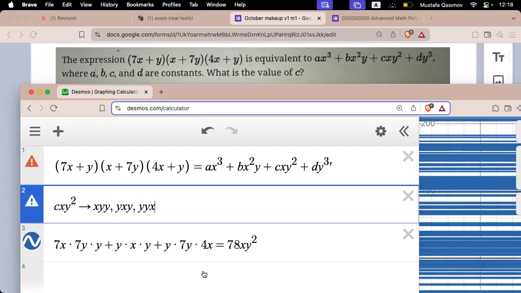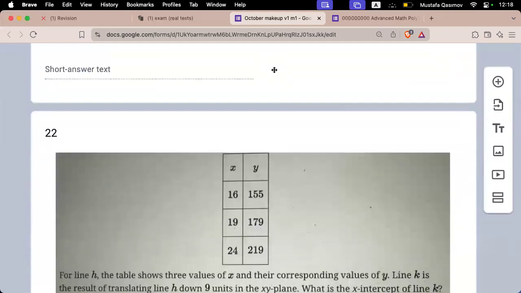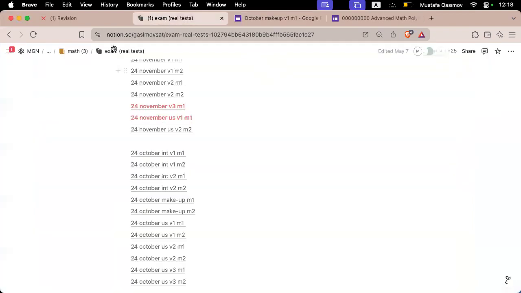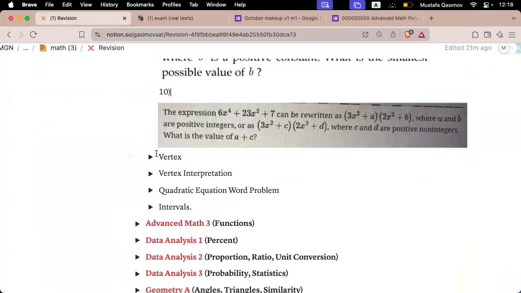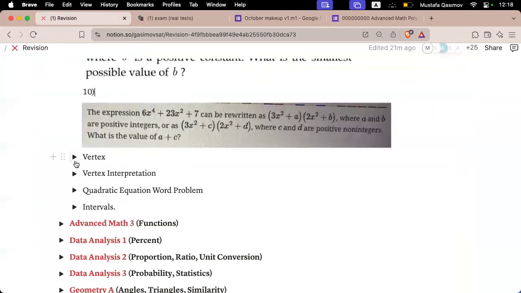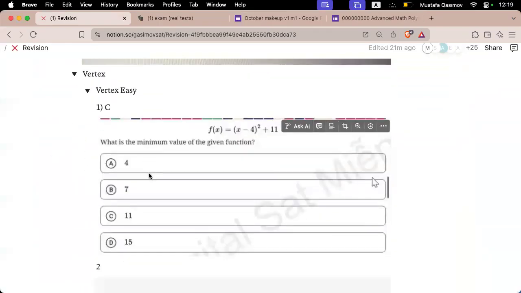Yes, thank you. Look at this question if you want. We can look at it again in the next lesson. Okay, let's look at what we have here. And the last thing here is vertex interpretation. Okay, let's look at the vertex. It is enough actually for today.